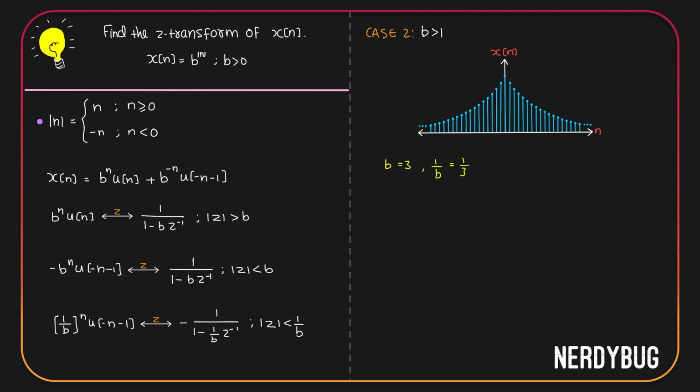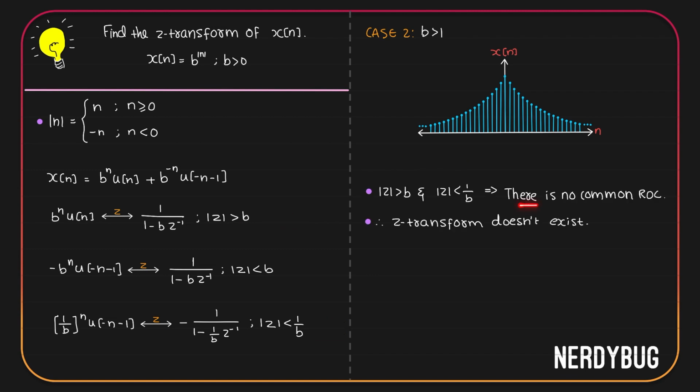For the first part, ROC is magnitude of z should be greater than b. So we get magnitude of z should be greater than 3. For the second part, it should be less than 1 by b. So we can write magnitude of z should be less than 1 by 3. But that means magnitude of z should be greater than 3 and less than 1 by 3, which is not possible. Since there is no common ROC between the ROCs of the two parts that make up our signal, Z transform does not exist when b is greater than 1.